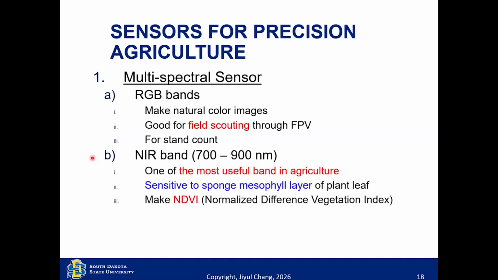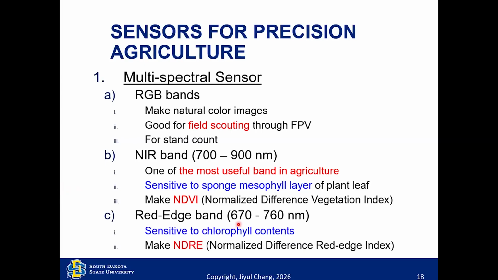Next one is the near infrared band. I talked about this in the previous slide. Near infrared is very, very useful in agriculture because it's very sensitive to the spongy mesophyll layer. And we need a near infrared band to make the NDVI. NDVI, I will talk about in more detail in the next slide. And red edge is the very sharp curve between red and the near infrared. This red edge is very sensitive to chlorophyll content, and we can make the NDRE index. I will talk about this in more detail in the next slide as well.